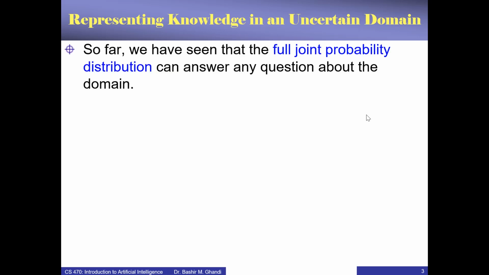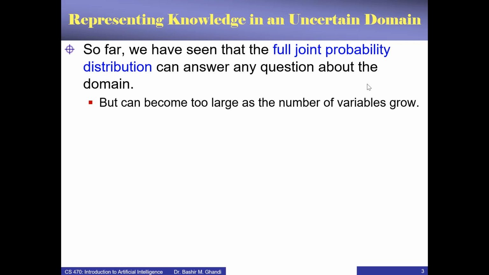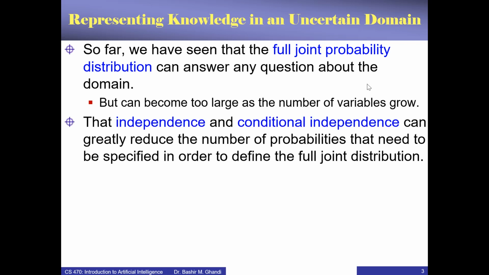So let's start with the first topic, representing knowledge in an uncertain domain. So far we have seen that full joint distribution can answer any question about the domain, but it can become too large to represent as the number of variables grow. And then we saw that independence and conditional independence can greatly reduce the number of probabilities that need to be specified and stored in full joint distribution. We learned all of this in the last lecture.